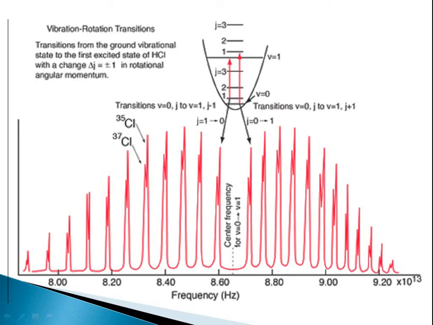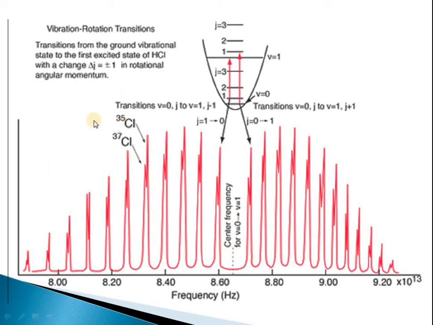Now this is what the actual rotation-vibration spectrum looks like. You can see this is a double-humped shaped spectrum. This is called the R band, and this is called the P band, and in the middle there is the fundamental transition.